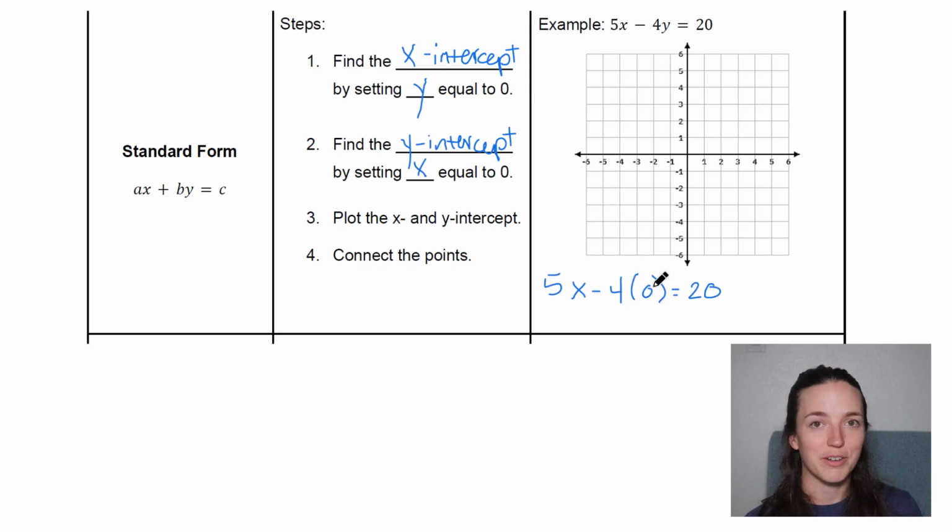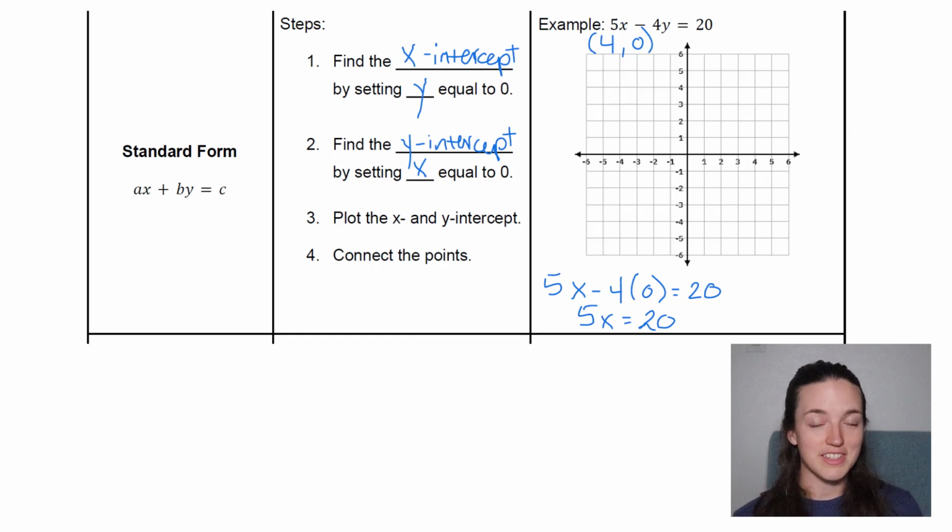4 times 0 basically just goes away. And we're left with 5x equals 20. Now you can use a calculator, or you can do that in your head. 5 times 4 gives us 20. So our x-intercept would be 4, 0.